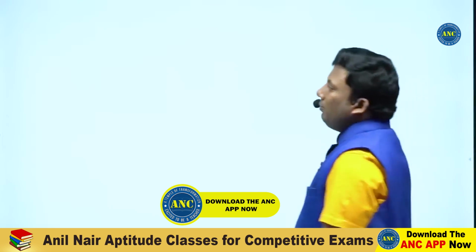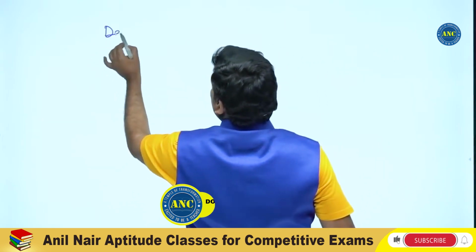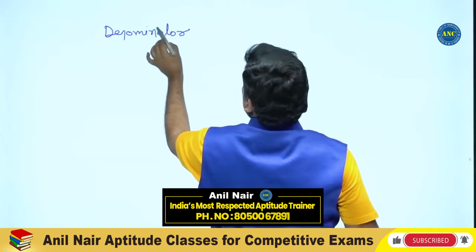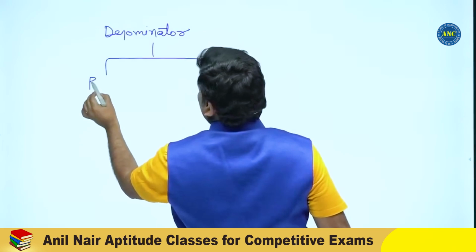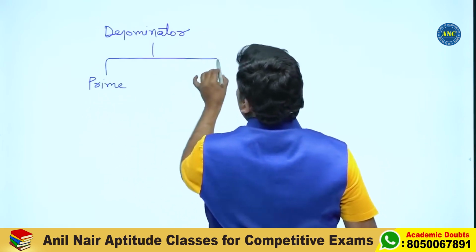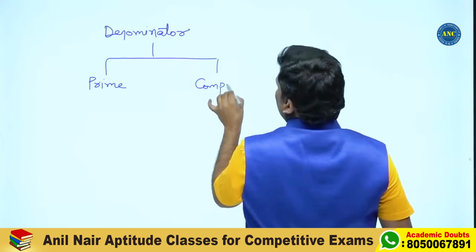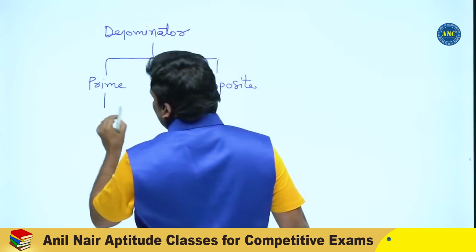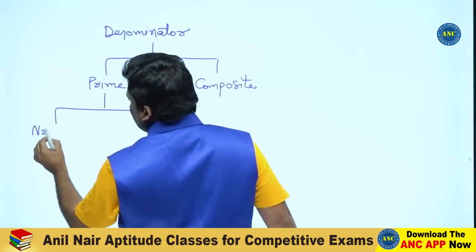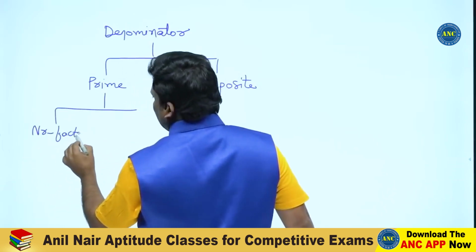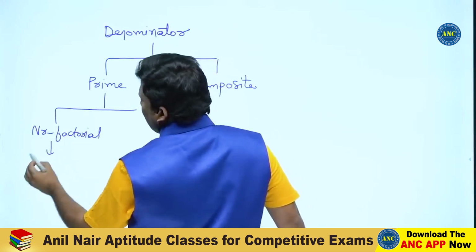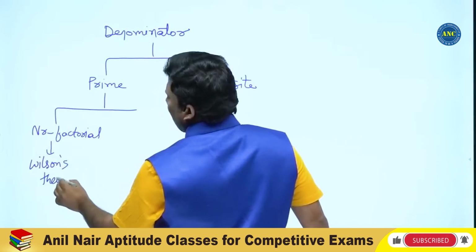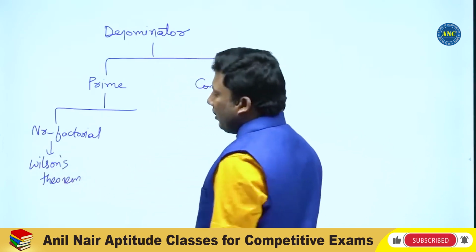Sir, what if the denominator is a composite number? This slide is extremely important, sir. The denominator can be a prime number or it can be a composite number. If it is a prime number and the numerator is in factorial, use Wilson's theorem when the numerator is in a factorial format.